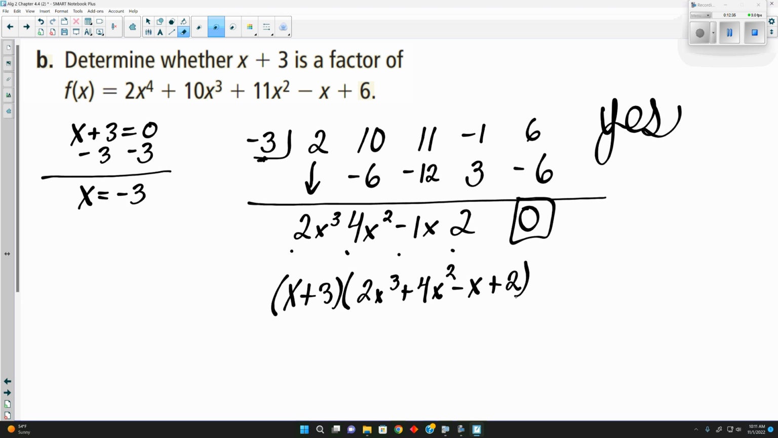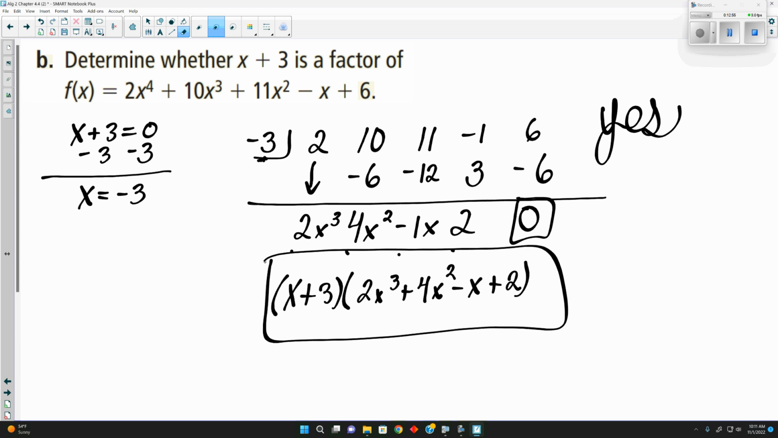Questions on any of this here? Questions on anything we've done so far? Most likely no, because they're just determining whether or not it is a factor. This is good to just keep in mind, this is what we are saying, that they multiply together to get back to what we started.